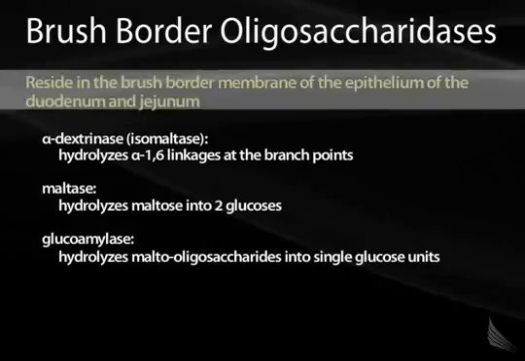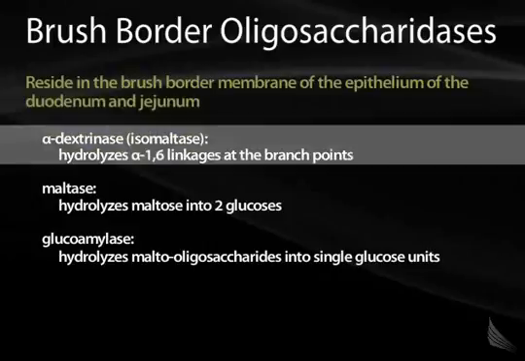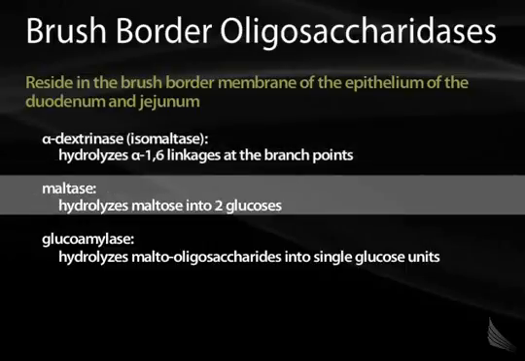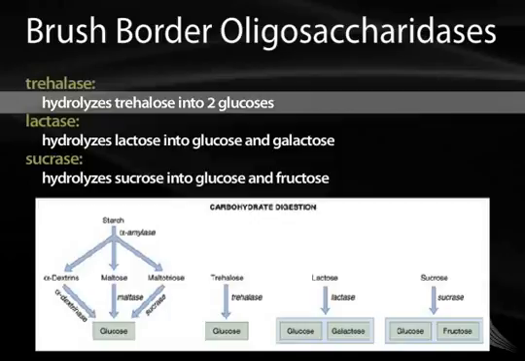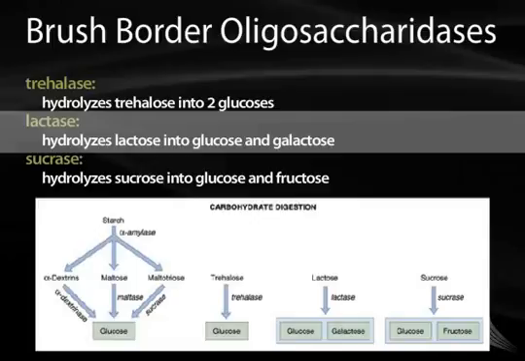In order to facilitate further digestion, we have brush border oligosaccharidases. These reside in the brush border, as the name suggests, and are present in the epithelium of the duodenum and the jejunum. The alpha-dextrinase or the isomaltase hydrolyzes the alpha-1,6 linkages at the branch points. Maltase hydrolyzes maltose into true glucoses. Glucoamylase hydrolyzes malto-oligosaccharides into single glucose units. Trehalase hydrolyzes trehalose into 2 glucoses. Lactase hydrolyzes lactose into glucose and galactose.